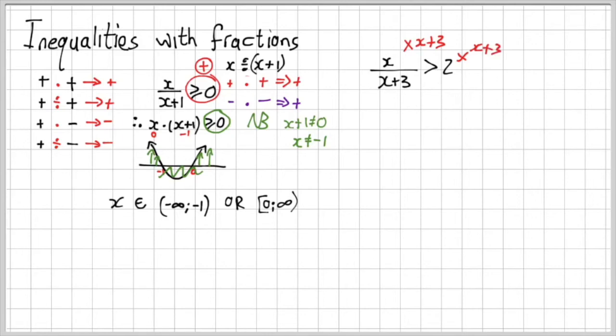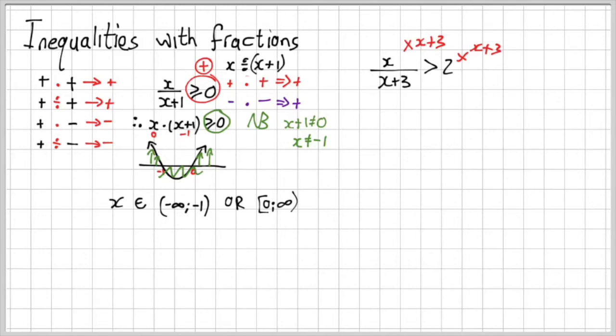Why would I give you 0 if you do this? Why? The answer is quite simple. We do not know whether x plus 3 is actually a positive or a negative. In other words, if it's a positive, the inequality sign stays the same. But if it is a negative, well, then the inequality sign has to swap around.